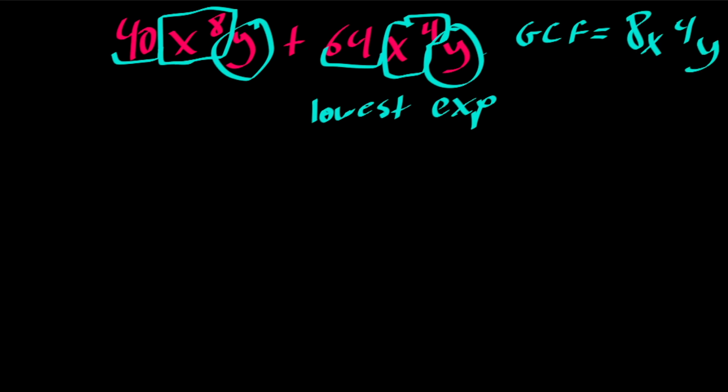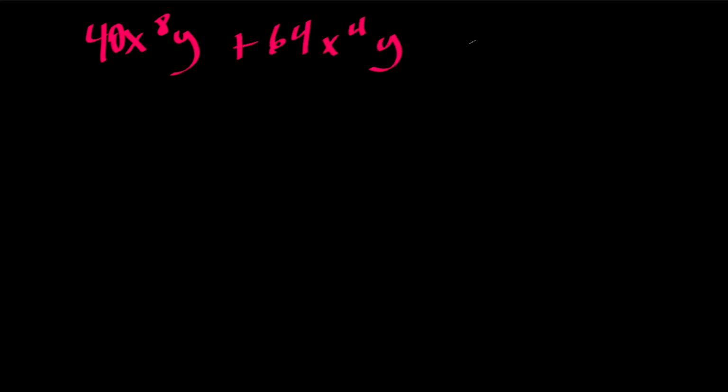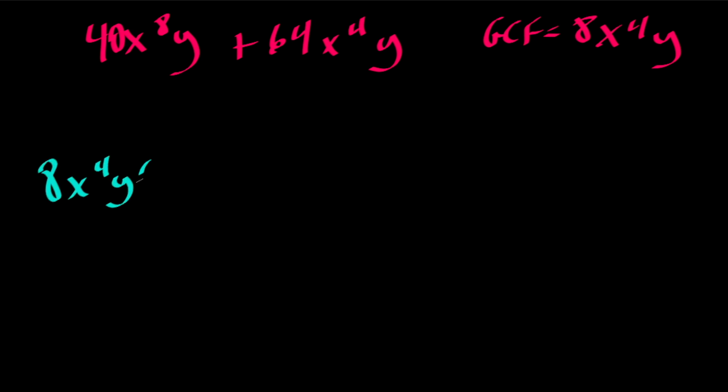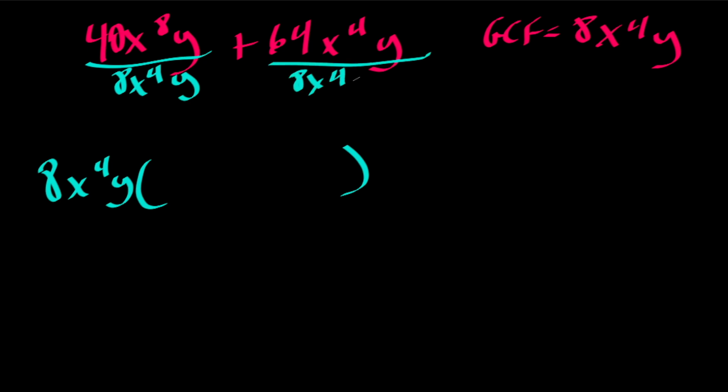So now, let me rewrite all this just so I can clear it up and show you what we do next. We have 40x to the 8th y plus 64x to the 4th y. And we just said our GCF is going to be 8x to the 4th y. That's what's going to go on the outside of my parentheses. And then what goes on the inside is what I get when I divide by that 8x to the 4th y.